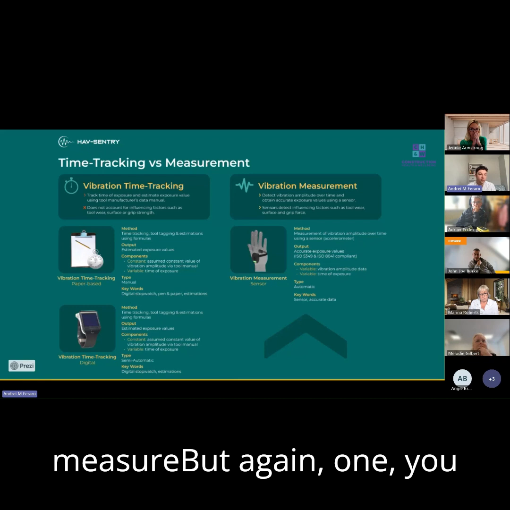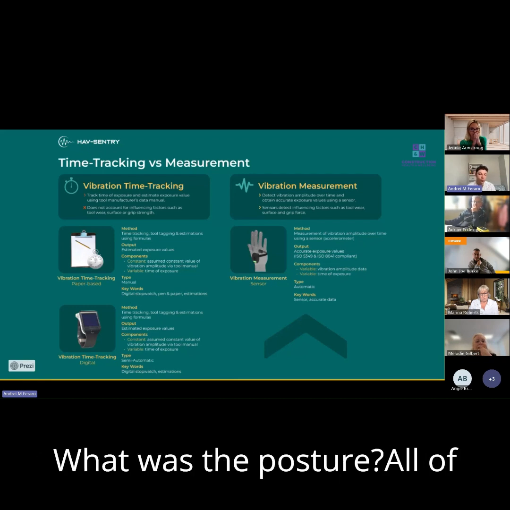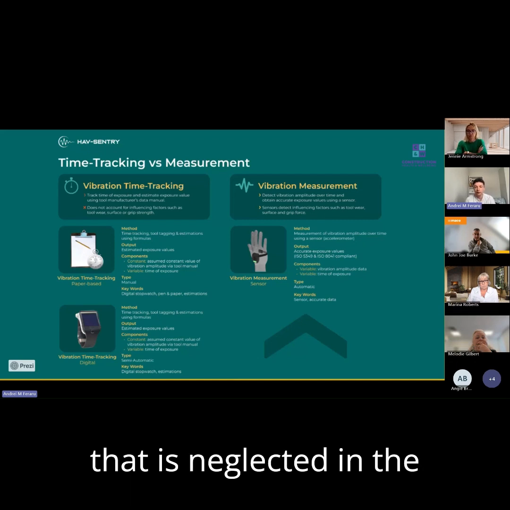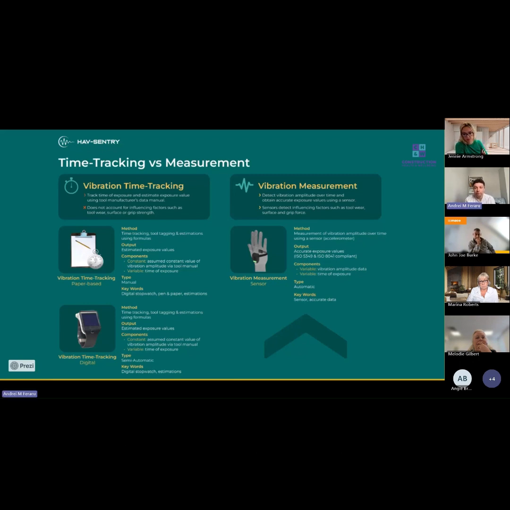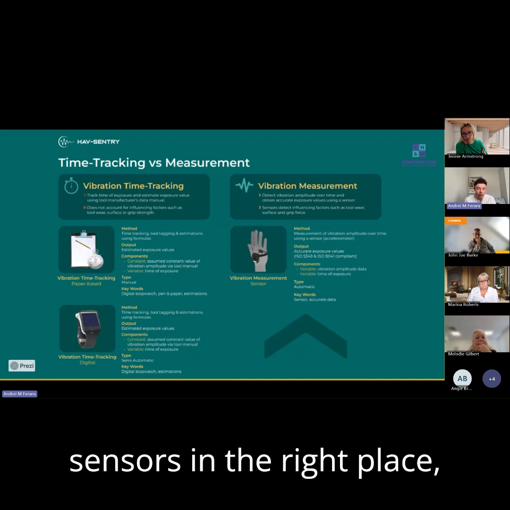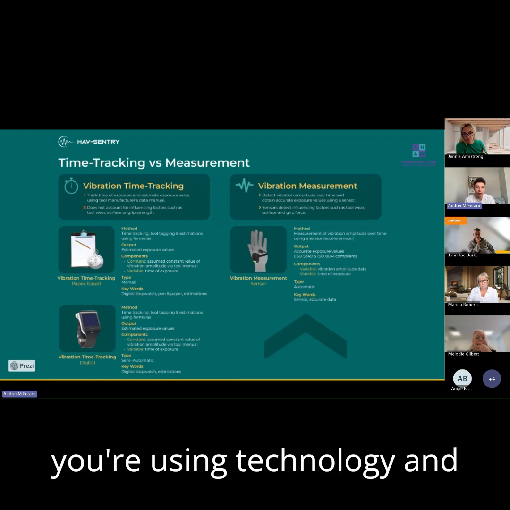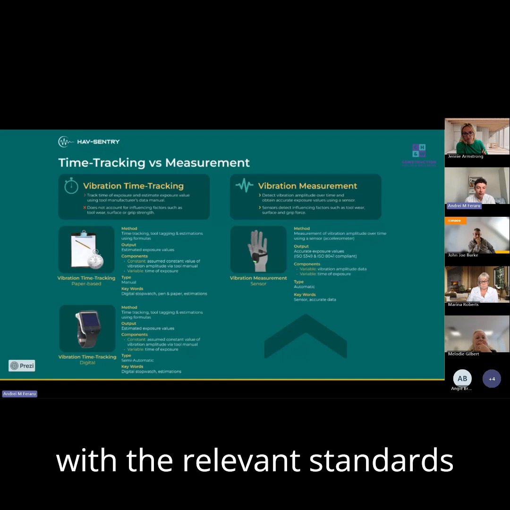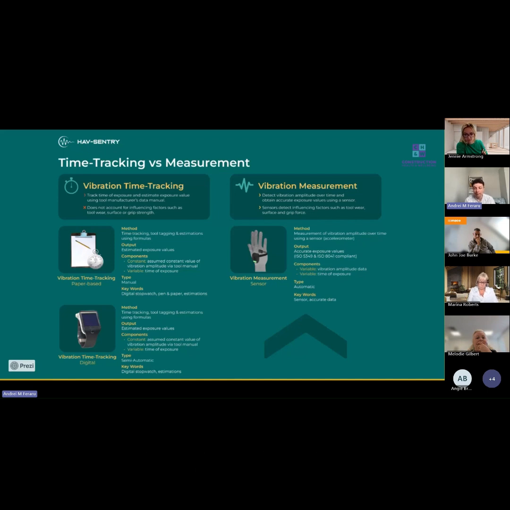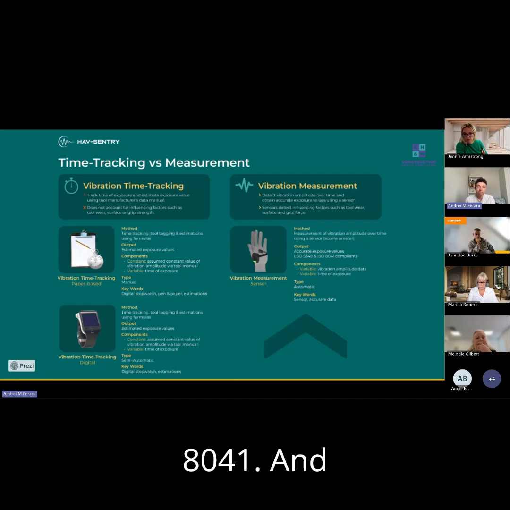But again, when did they measure that? Who did they measure it with? What was the grip force? What was the posture? All of that is neglected in monitoring or time tracking methods. And then vibration measurement is where you're actually putting the sensors in the right place, compliant to ISO 5349. You're using technology and instrumentation that complies with the relevant standards and the calibration procedures of ISO 8041.